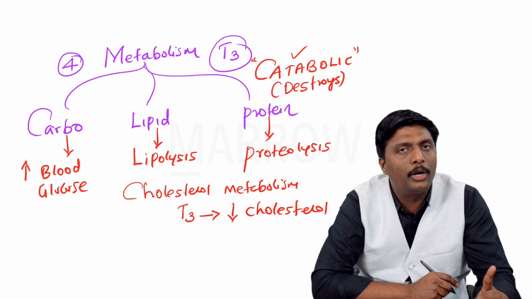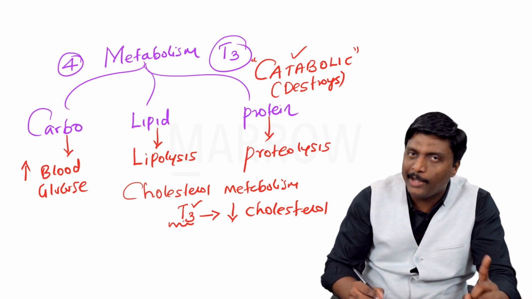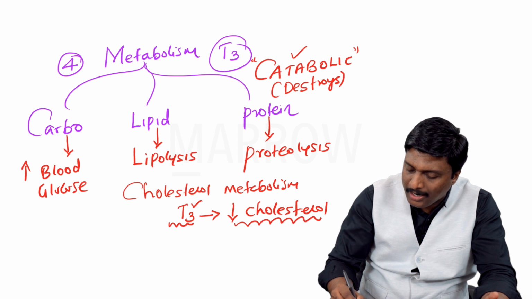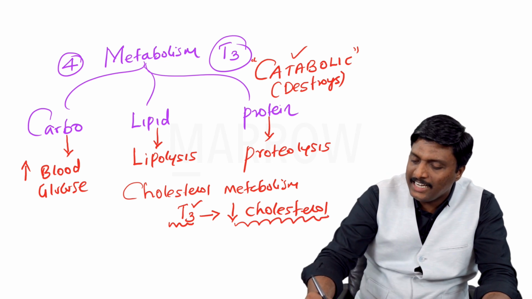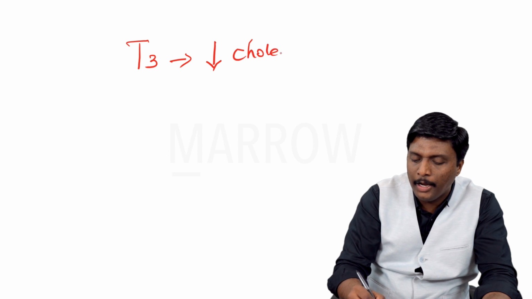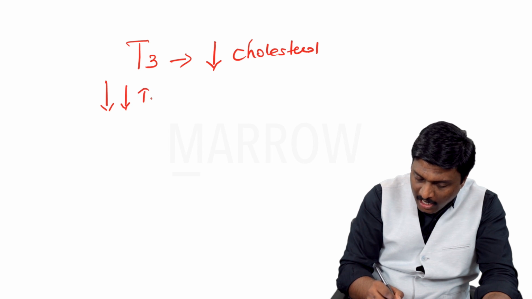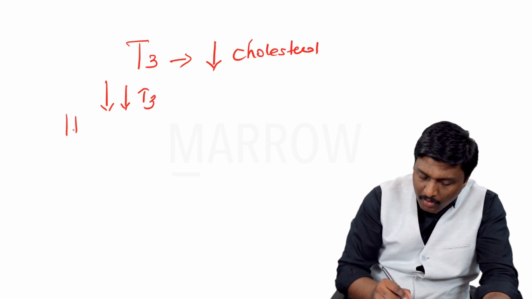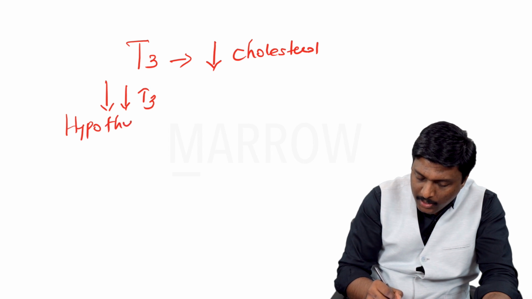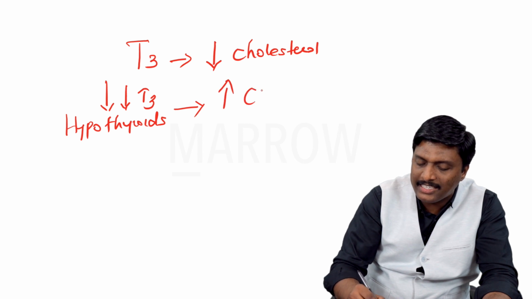Kindly make a note. Cholesterol metabolism is favored by T3 hormone. That is why normal levels of T3 hormone are always required to lower cholesterol levels. A recent NEET PG MCQ on this function, kindly make a note: T3 hormone decreases blood cholesterol levels. When you have pathologically low levels of T3 hormone, which group of individuals are they? This group of individuals are our hypothyroids. Obviously, they are going to have an increase in blood cholesterol levels.